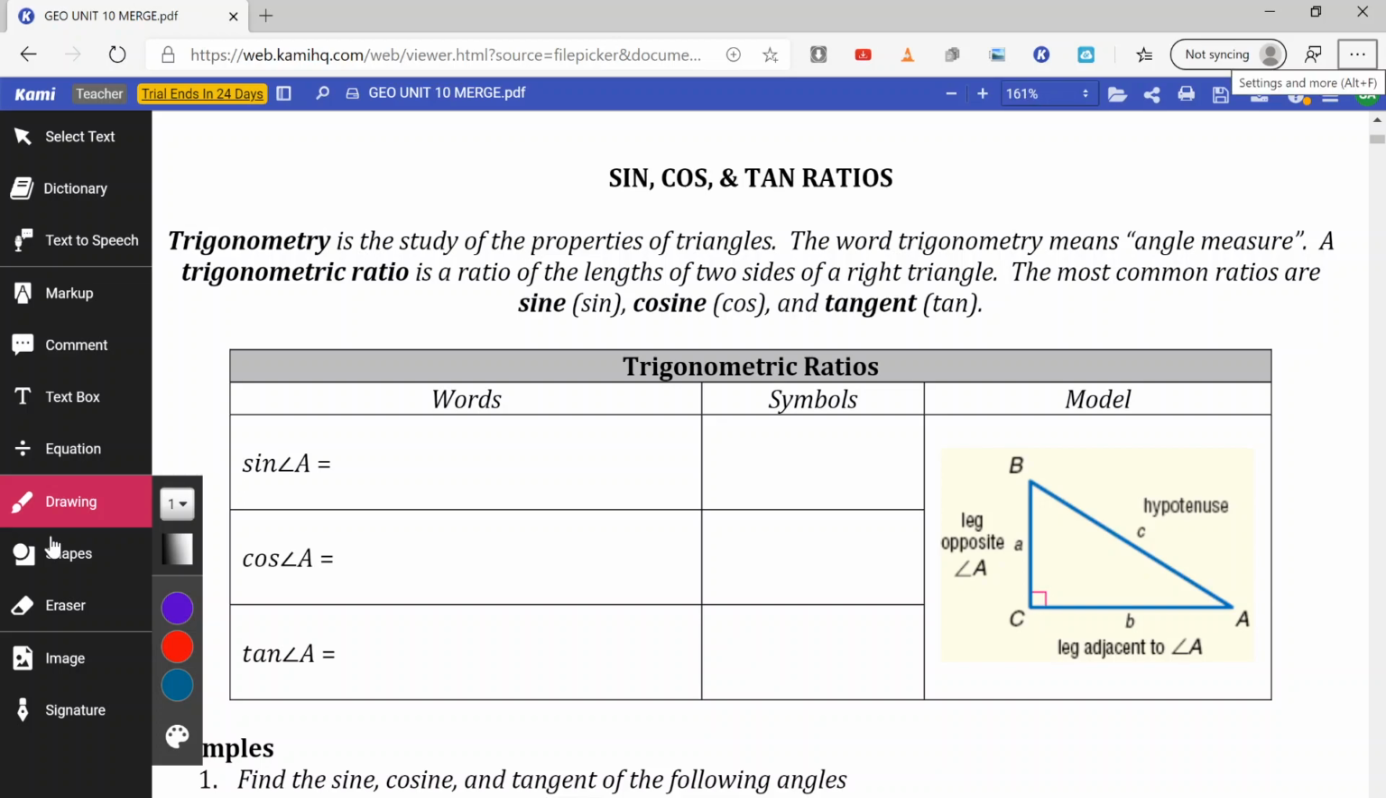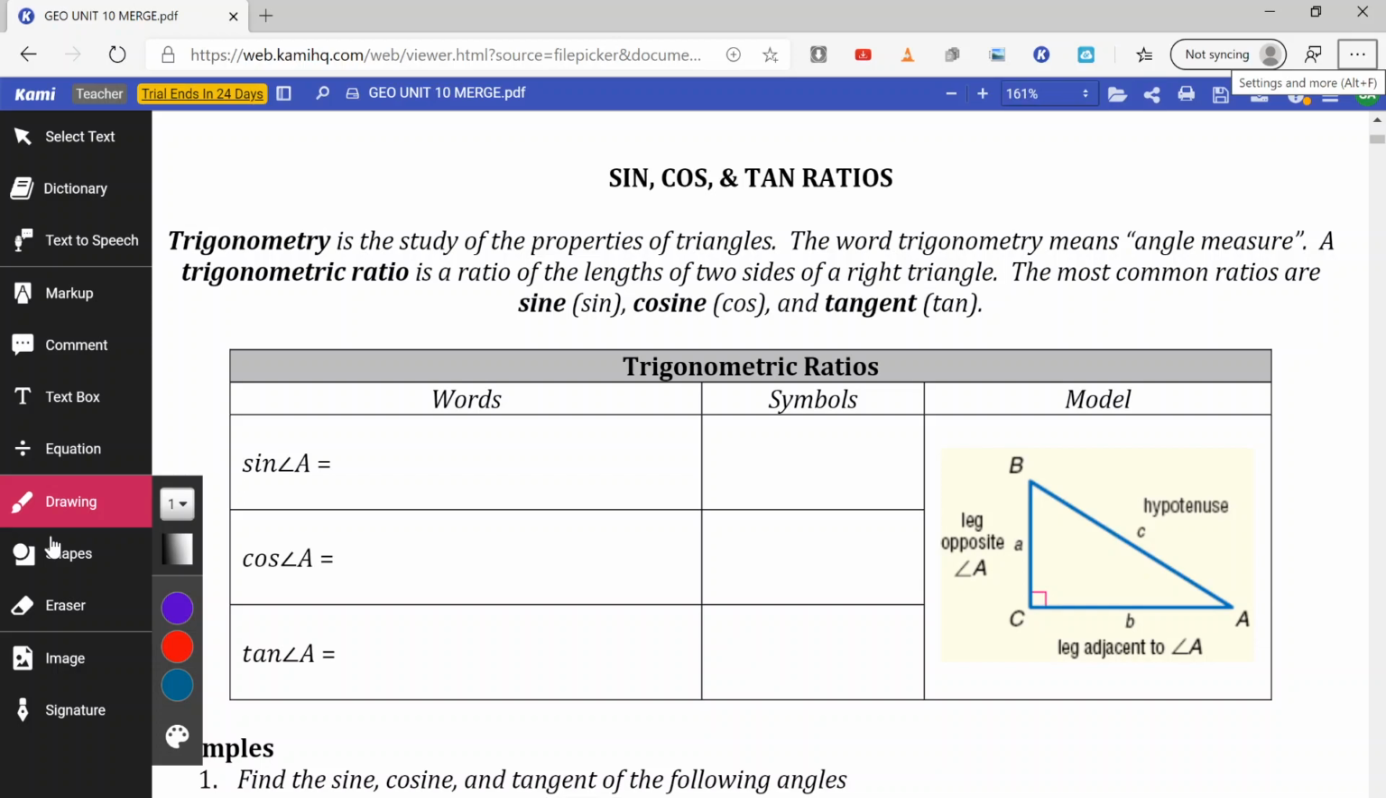When it comes to trigonometry, the trig ratios are going to be pretty important to figure out lengths of sides and angles. Trig is the study of the properties of triangles, and we're dealing with angle measurements. Trig ratios are nothing more than comparing the lengths of two sides of a right triangle. So anytime we have a right triangle, it's possible to use trig.